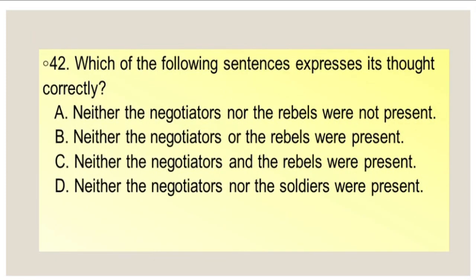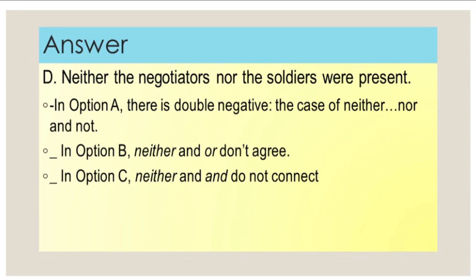Number 42. Which of the following sentences expresses his thought correctly? Examine. A has double negatives, neither, nor, and not. Bravo has neither and or. Neither and or do not belong together. Charlie has neither and an. Neither and an do not belong together. Our answer is Delta. Neither the negotiators nor the soldiers were present.